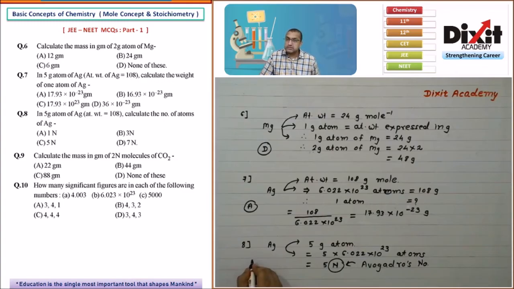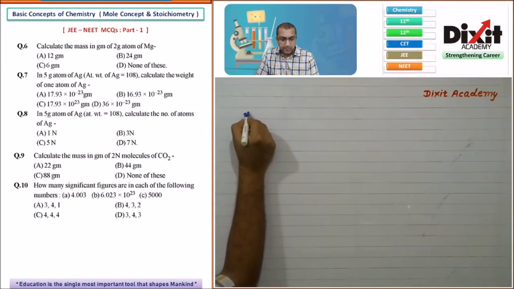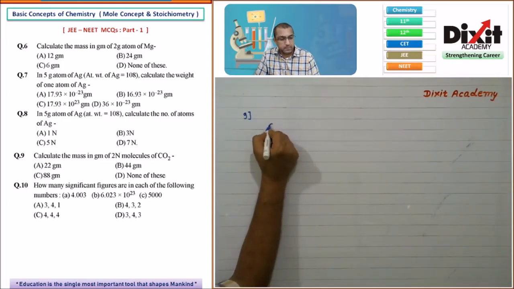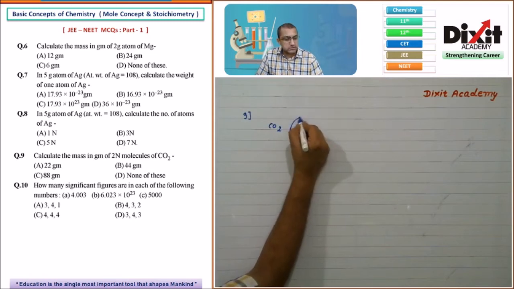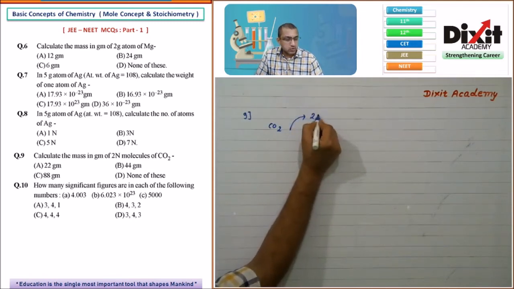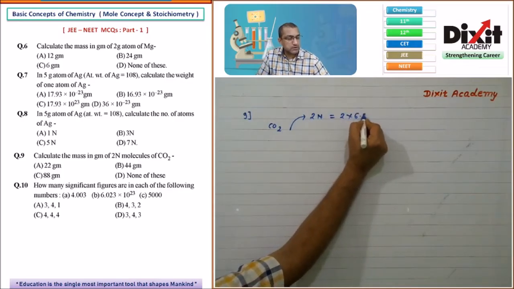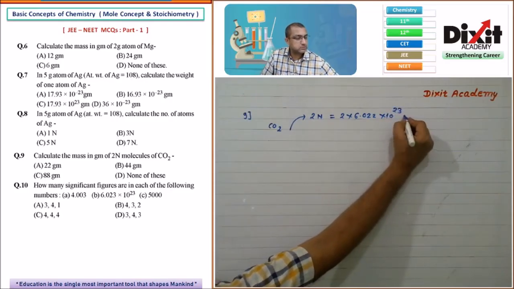So option is C. Question number 9. Calculate the mass in gram of 2n molecules of CO2. So molecule is given, carbon dioxide. Now 2n is equal to 2 into 6.022 into 10 raised to 23 molecules.